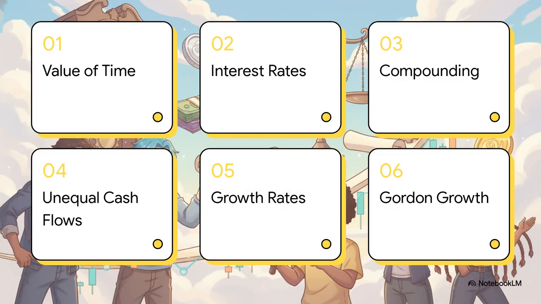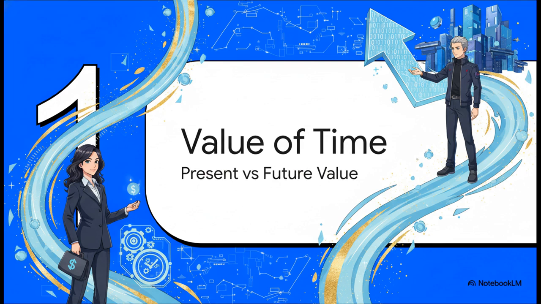Here's our quick roadmap for today. We're covering the value of time, the anatomy of interest rates, the mechanics of compounding, unequal cash flows, growth rates, and finally Gordon growth. All right, Section 1, the value of time.